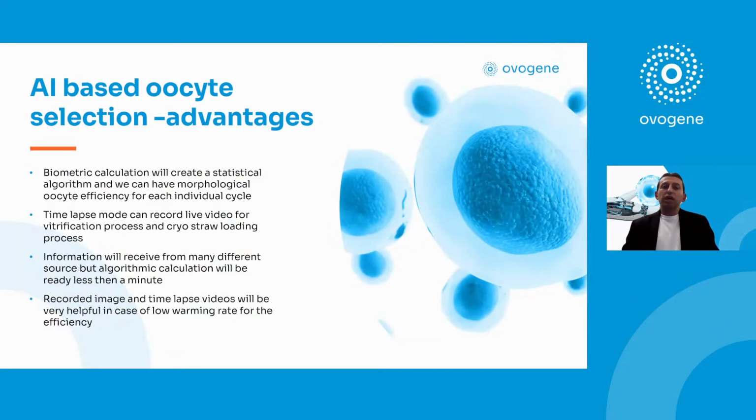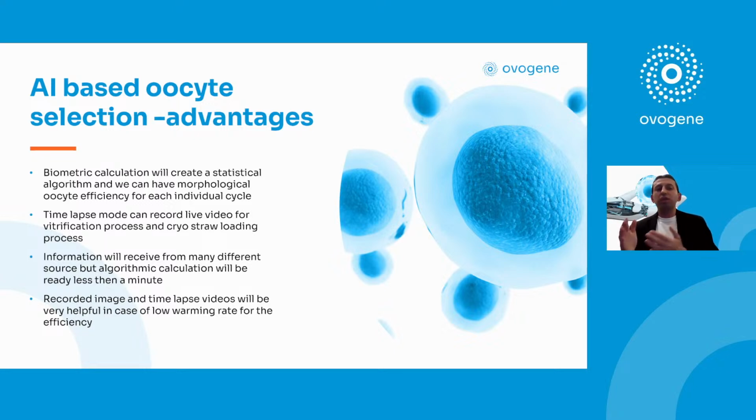As an advantage of AI-based oocyte selection, biometric calculation will create a statistical algorithm, with which we can have morphological oocyte efficiency for each individual cycle. Also, there is time-lapse mode, which you can connect with AI, especially for egg banking. If you vitrify oocytes, you can record vitrification, you can record warming, even the straw loading process, which can create more transparency for egg banking. Information may be received by the AI from different sources and used for the algorithmic calculation, and it can be done in a very short time, less than a minute.